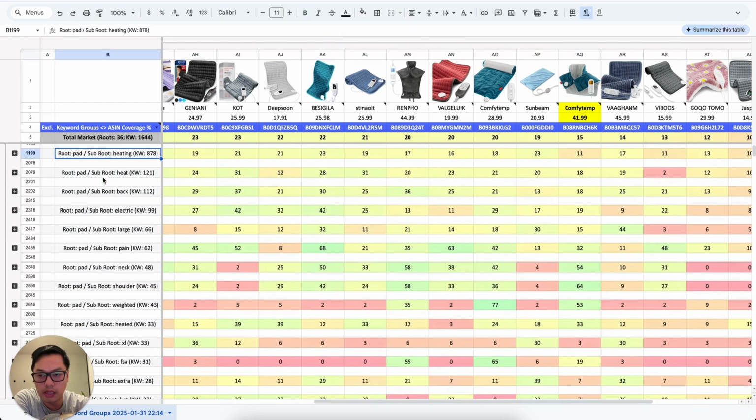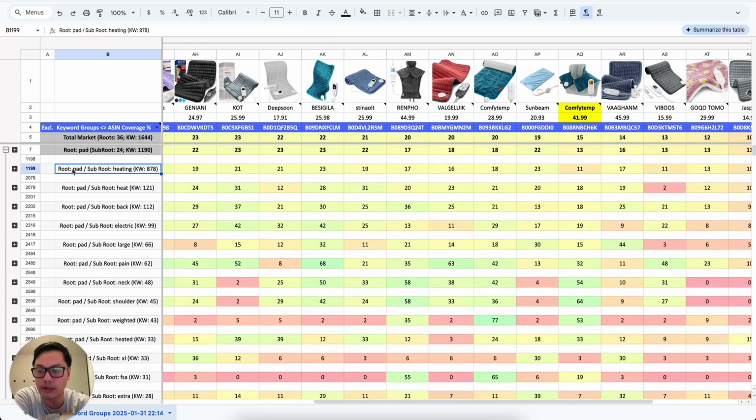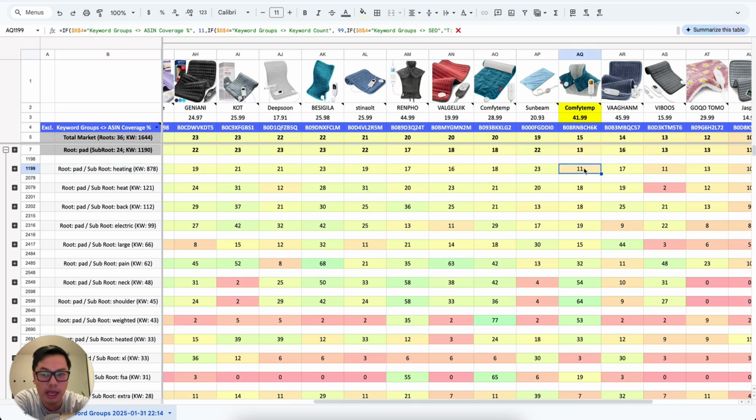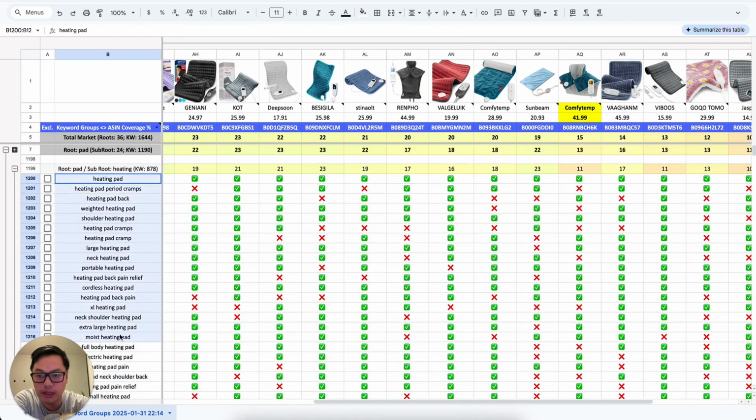I start to look at the subroot level. Basically that means it has to include two words, in this case pad and heating. Right here, I have a score or a percentage of 11, so I'm doing poorly here. If I dig even deeper, it will give me every single keyword, and then I'm going to try to understand where I'm not winning.